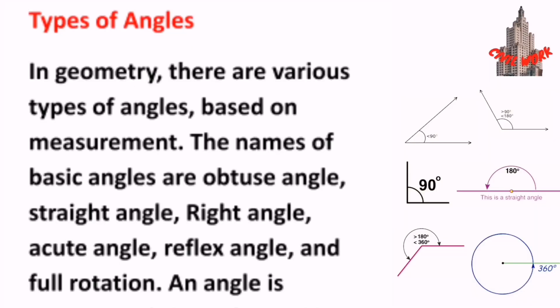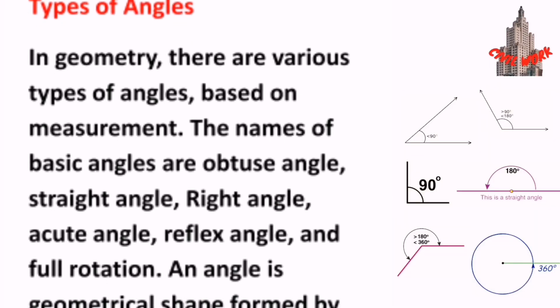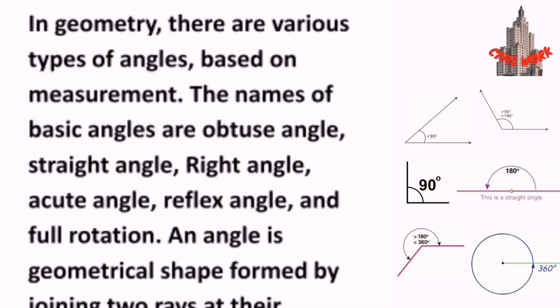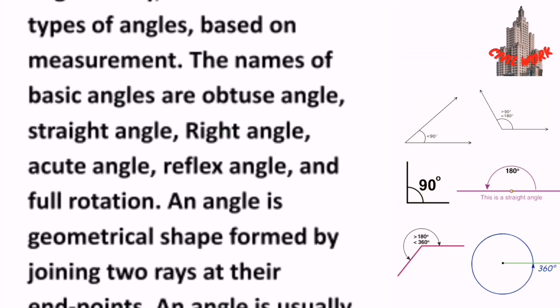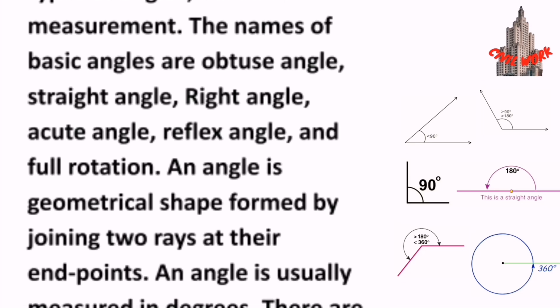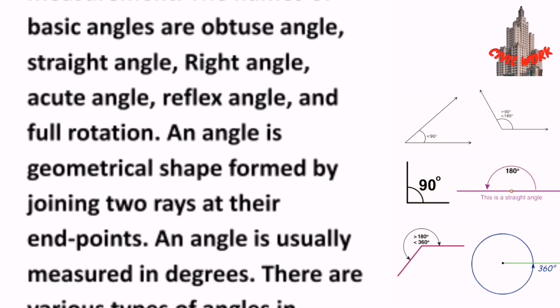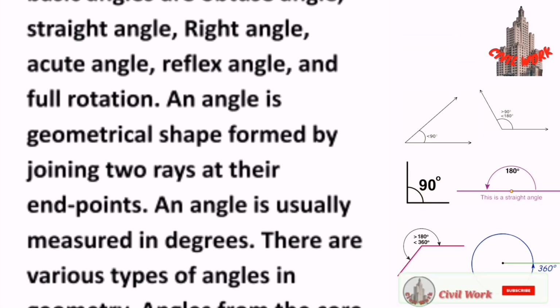Types of angles. In geometry, there are various types of angles based on measurement. The names of basic angles are obtuse angle, straight angle, right angle, acute angle, reflex angle, and full rotation.